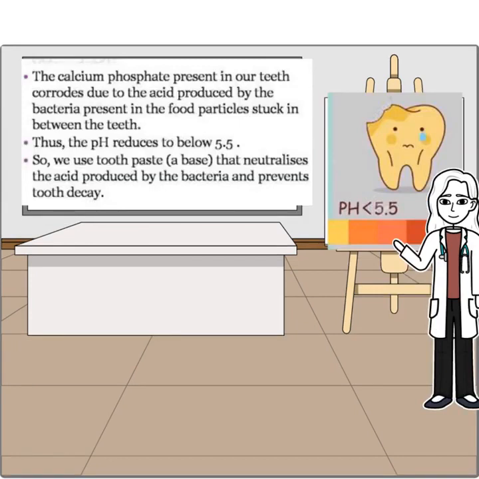The calcium phosphate present in our teeth corrodes due to the acid produced by the bacteria present in the food particles stuck in the teeth. Thus, the pH reduces to below 5.5. So, we use toothpaste, a base that neutralizes the acid produced by the bacteria and prevents tooth decay.